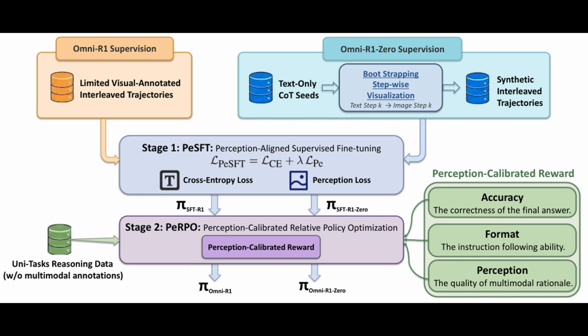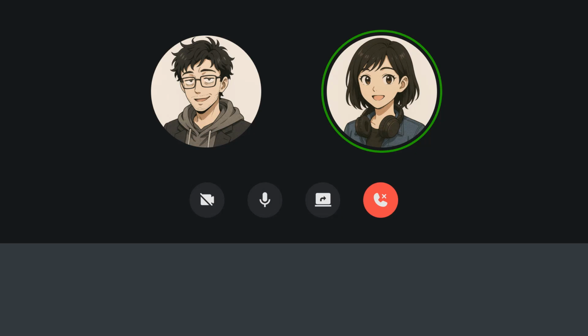This is fascinating. You can see they've developed a two-stage framework. The first stage is what they call PeSFT, perception-aligned supervised fine-tuning. And the second stage is PeRPO, perception-calibrated relative policy optimization. And notice on the left side, they're starting with limited visual annotated interleaved trajectories. That's a fancy way of saying they have a small dataset where humans have created step-by-step reasoning examples with both text and images.